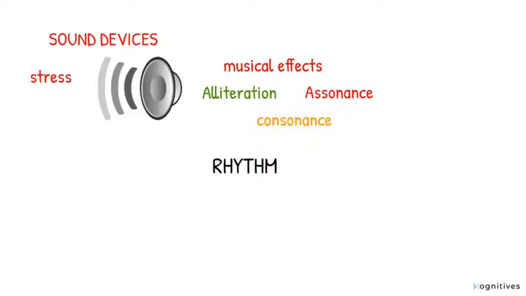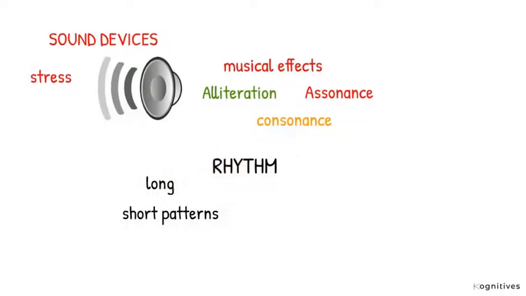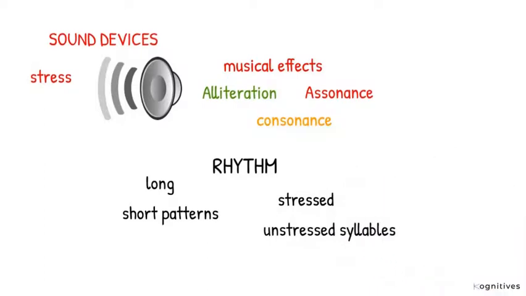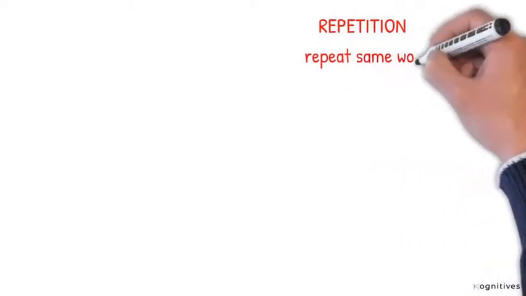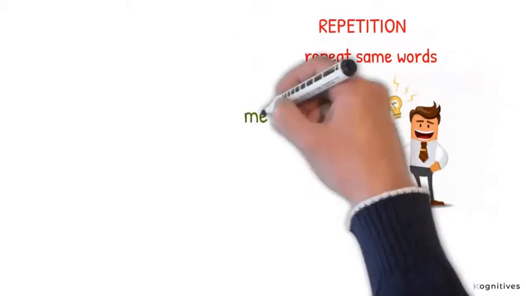Rhythm. Rhythm is a literary device that demonstrates the long and short pattern through stressed and unstressed syllables, particularly in verse form. Repetition. Repetition is a literary device that repeats the same words or phrases a few times to make an idea clearer and more memorable.